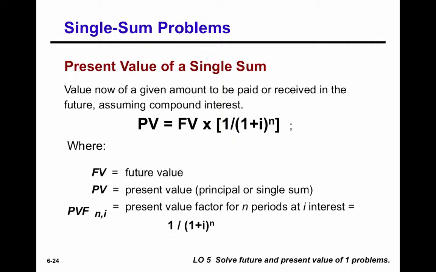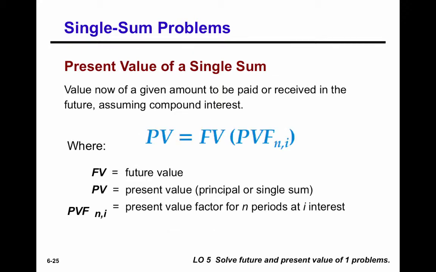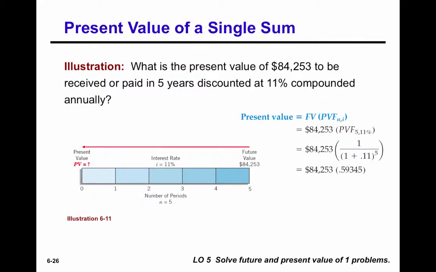that was used earlier. In terms of the table that we'll be using, the factor that we look up is contained in the table, and then this would be the arithmetic that you would do, multiplying the future value by that factor amount to find the present value. So let's take a look at a problem here.